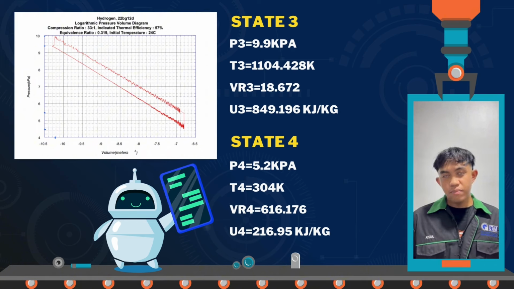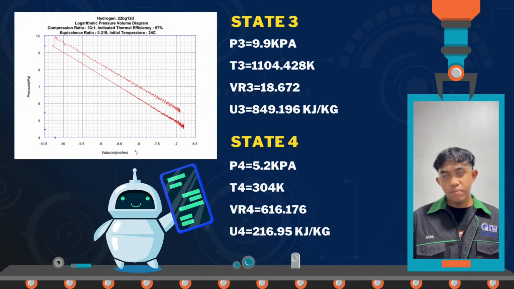We must calculate Qin first, which is Qin equals U3 minus U2, and we get 14.651 kJ per kg. For Qout, we get 5.028 kJ per kg, and for Wnet, which is equal to Qin minus Qout, which is 9.623 kJ per kg. So the thermal efficiency is equal to Wnet divided by Qin.